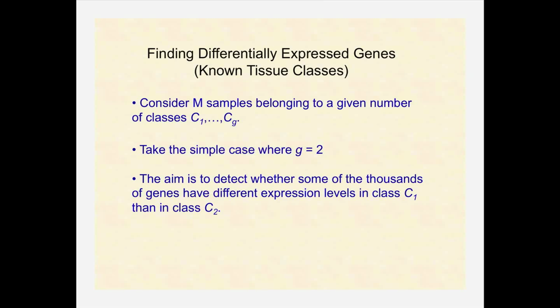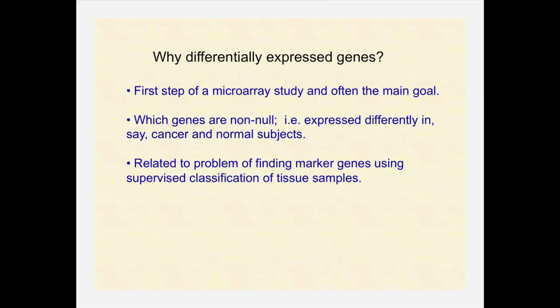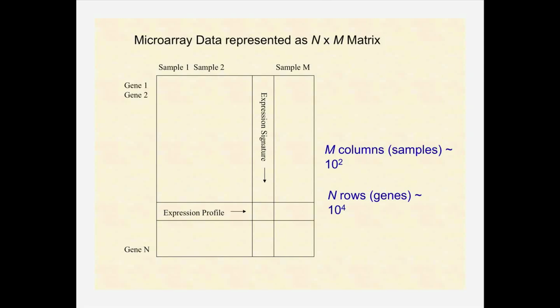So finding differentially expressed genes, well, I think as Raphael Irizarry said yesterday, this is a very common problem in bioinformatics. And we're trying to find genes that seem to be behaving differently in some different classes. And I'm just going to focus on two classes here today. And so why differentially expressed genes? Well, often it's the first step of a microarray study after the pre-processing and the normalization of the data. And it can be related to problems of trying to find marker genes in supervised classification.